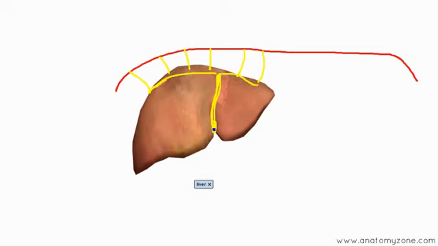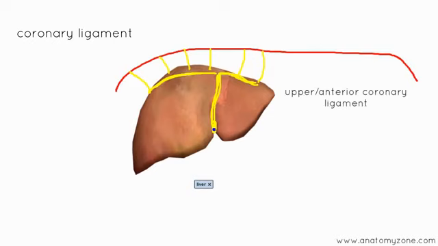So this ligament here is called the coronary ligament, and you've got upper and lower coronary ligaments. This one here is the upper coronary ligament. You'll be able to see the lower coronary ligament, or posterior coronary ligament, on the posterior surface of the liver. So where the anterior and posterior coronary ligaments meet, you get the triangular ligament. So you get this triangular ligament at this side. This side is the left triangular ligament, and on the other side you've got the right triangular ligament where the upper and lower coronary ligaments meet.